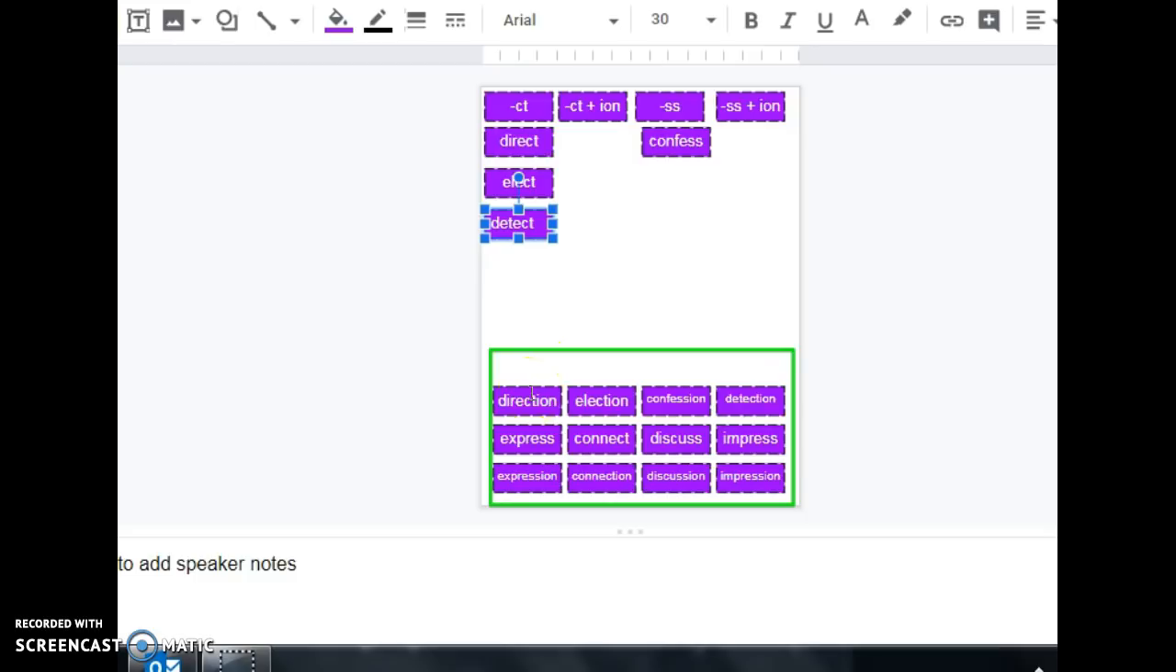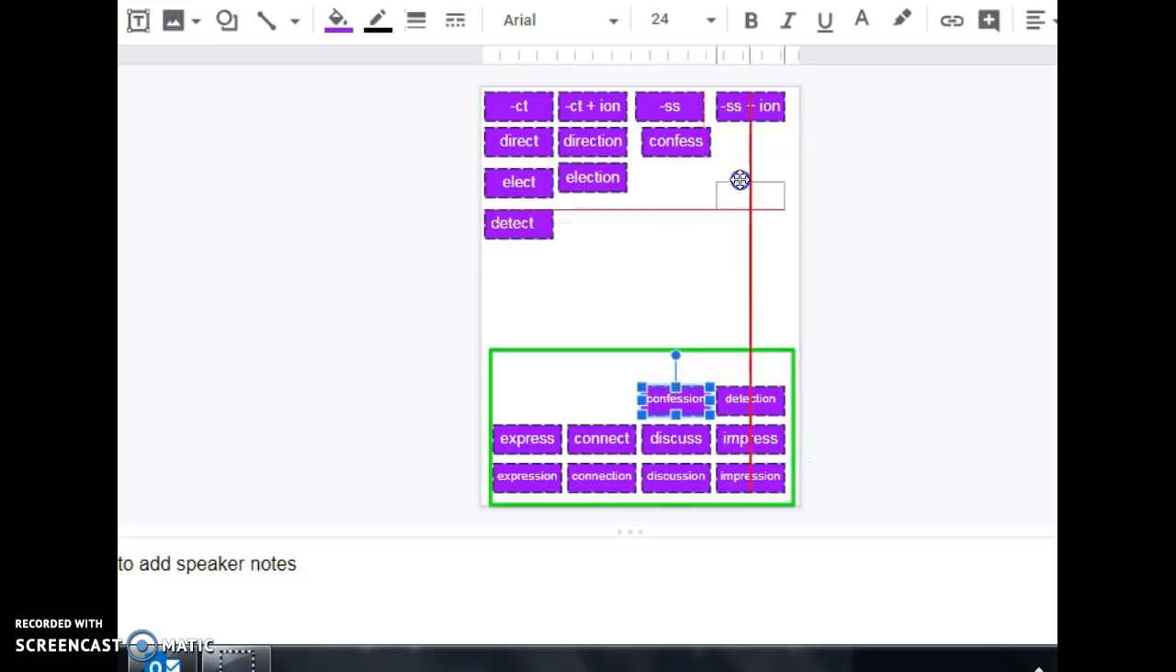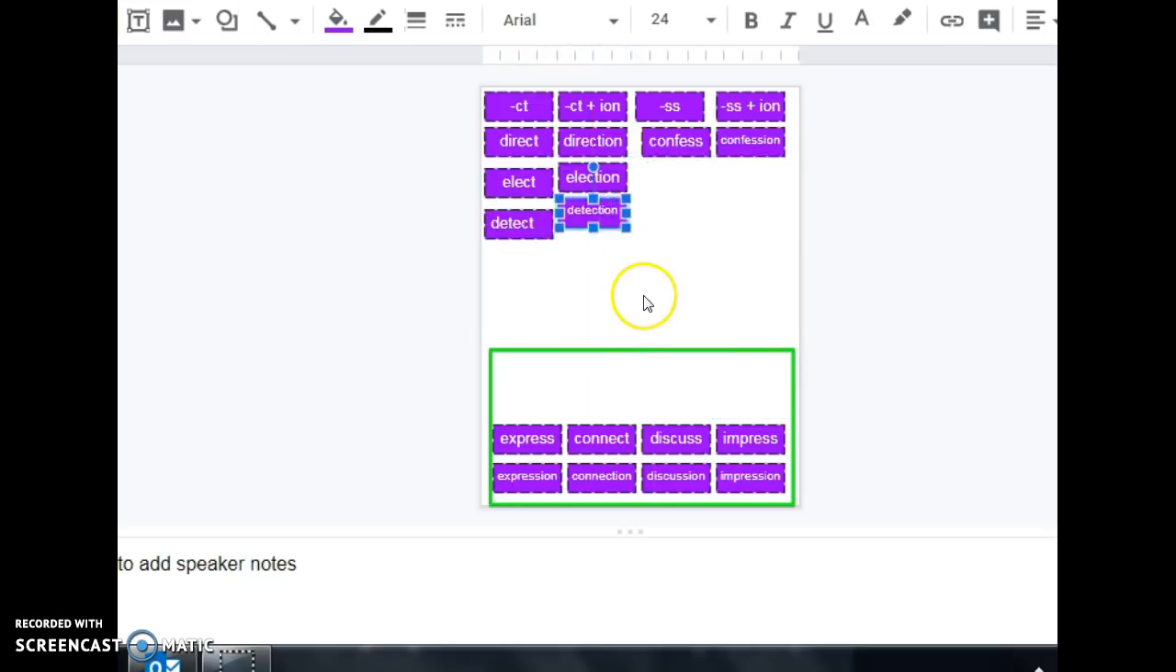Direction. We have the shun sound, and it's spelled with CT-ION, so we're going to put that under the CT-ION. Election. Same as direction there. We have CT-ION. Confession. We hear the shun at the end, no T. Confession goes under SS plus the ending ION. Detection, that's spelled with the CT ending, and we hear shun at the end, so that will go under CT plus ION. Express, we hear that S sound spelled with a double S, so we're going to put that under our double S ending.